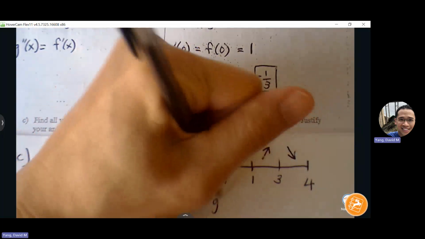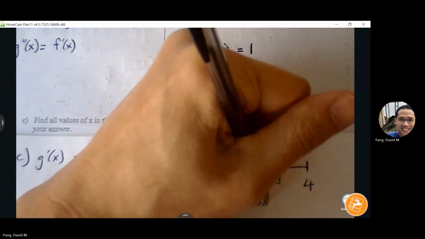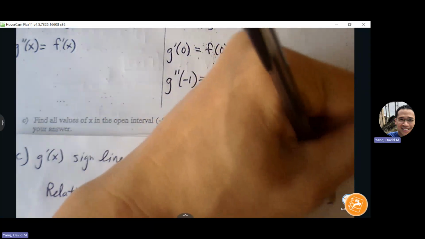because G prime is the G prime graph. G prime changes from positive to negative.